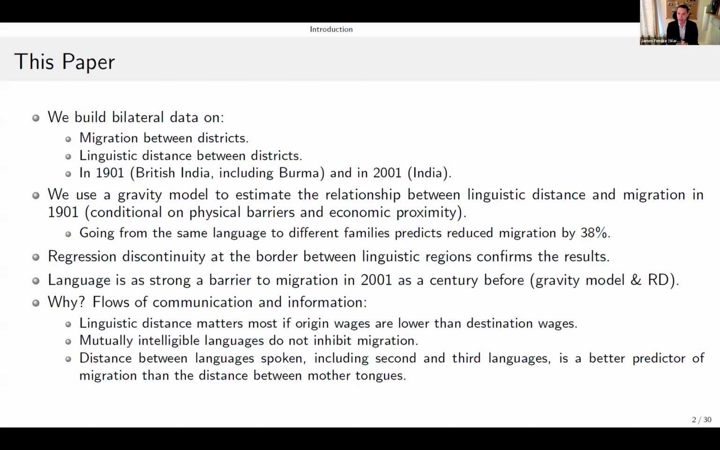the old-fashioned way, we're going to know the number of people born in an origin district O who are living in a destination district D. That's going to allow us to run gravity-style regressions where number of migrants from O to D is the dependent variable. But we're going to need to measure, in addition, the linguistic distances between districts.